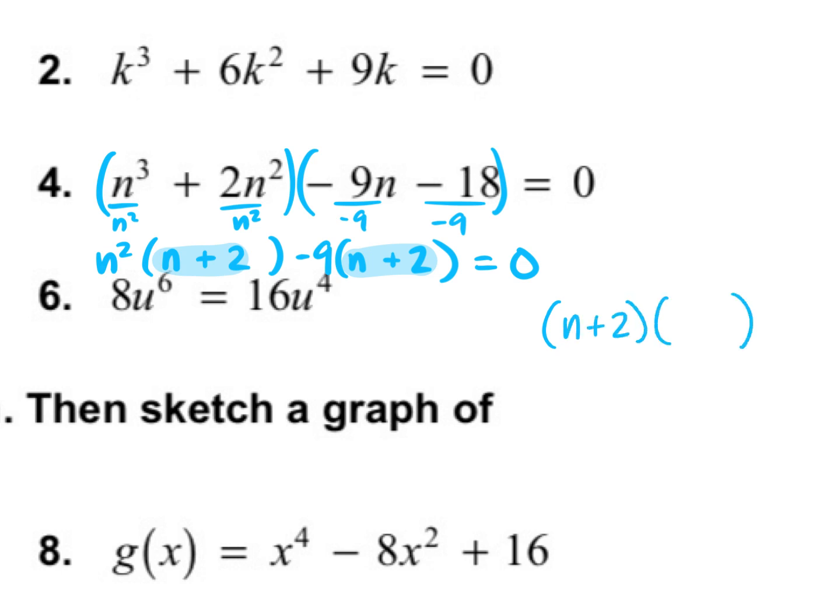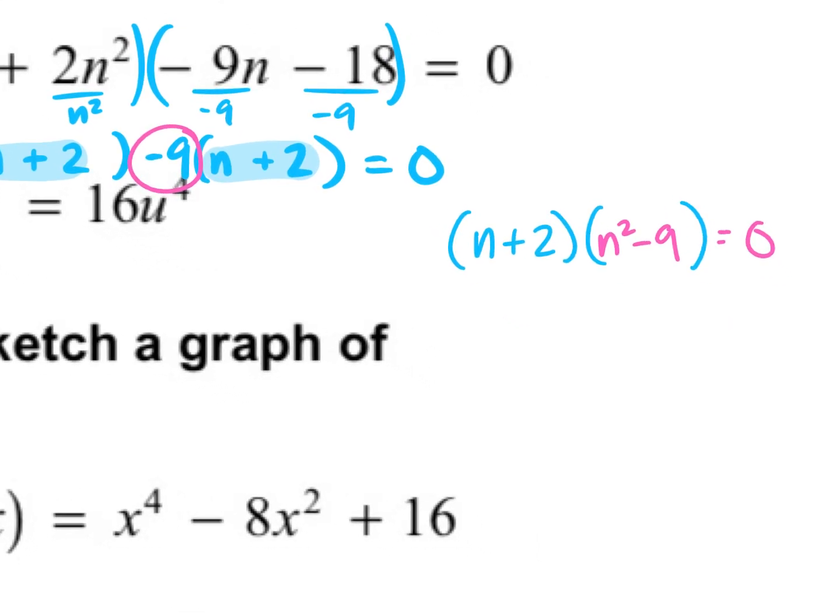What goes into my second parentheses? N squared minus 9, the 2 on the outside. N squared minus 9. Perfect. Can this be factored anymore?